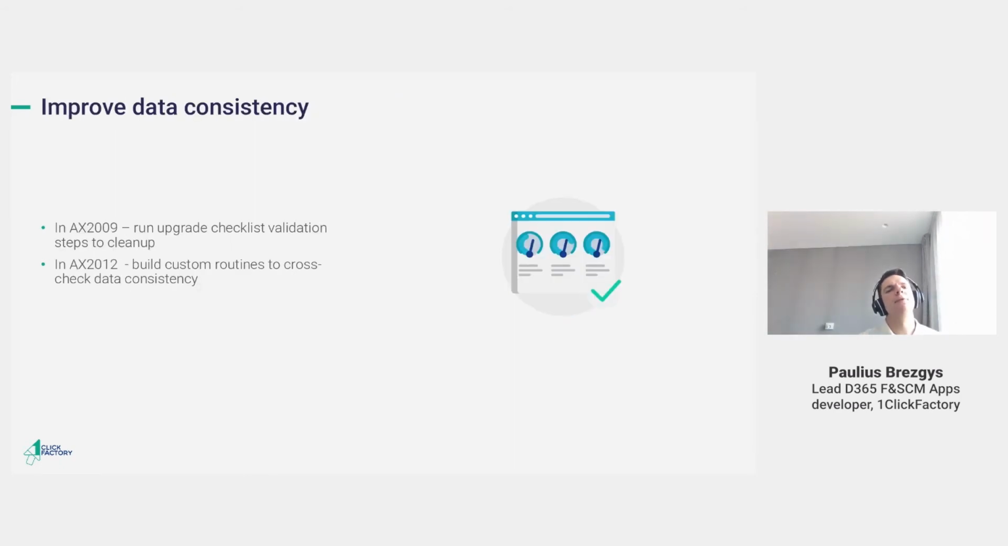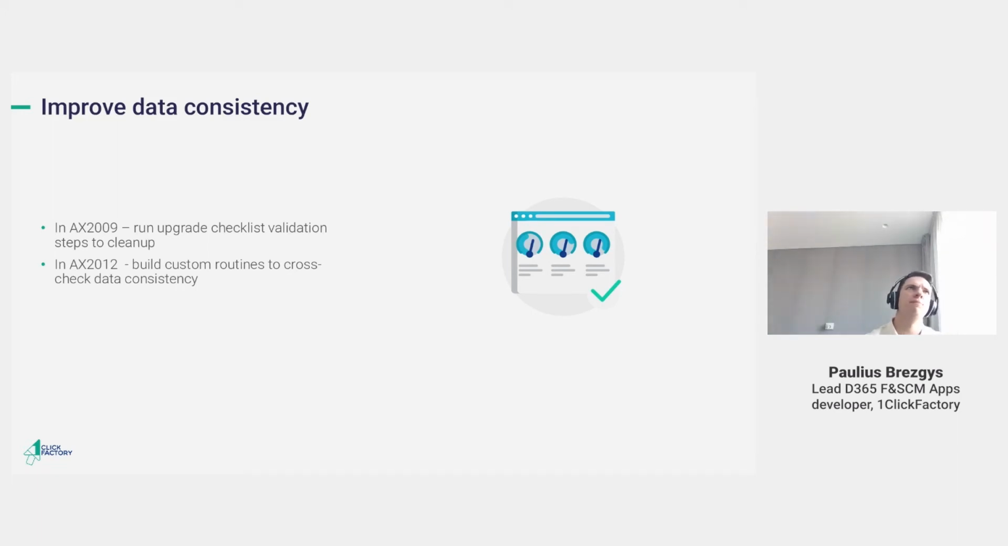So first of all, data consistency. How to improve data consistency on your existing system. On AX 2009, data was usually wildly inconsistent because AX 2009 did not have enough validations in itself to not allow something to be deleted. So if you want to check your data consistency in AX 2009, there's a good tool for that: the upgrade checklist validation, basically.